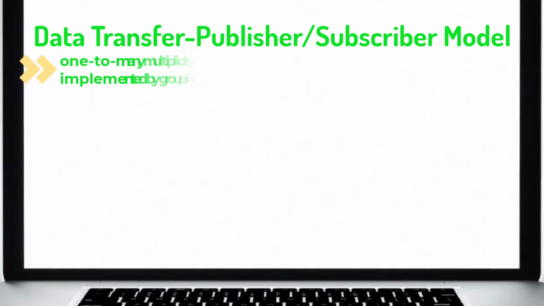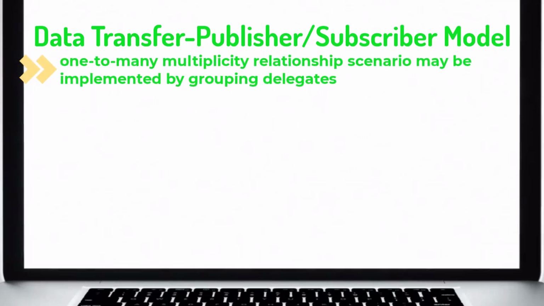The one-to-many multiplicity relationship between producers and consumers may be implemented by applying the delegate concept. Delegate value is an object wrapping a method reference. The method may be invoked using this value. Delegate values are type safe. It means that the referenced method signature, parameters and return type must be compatible with the predefined signature of a delegate type.